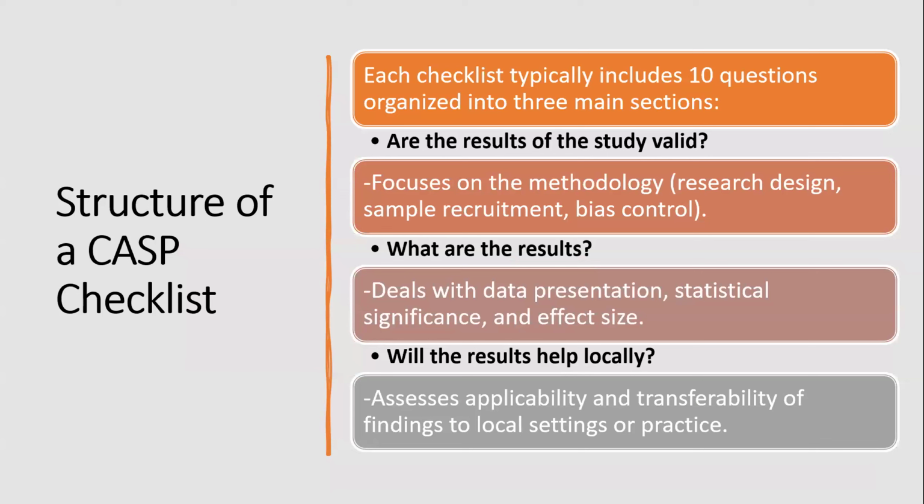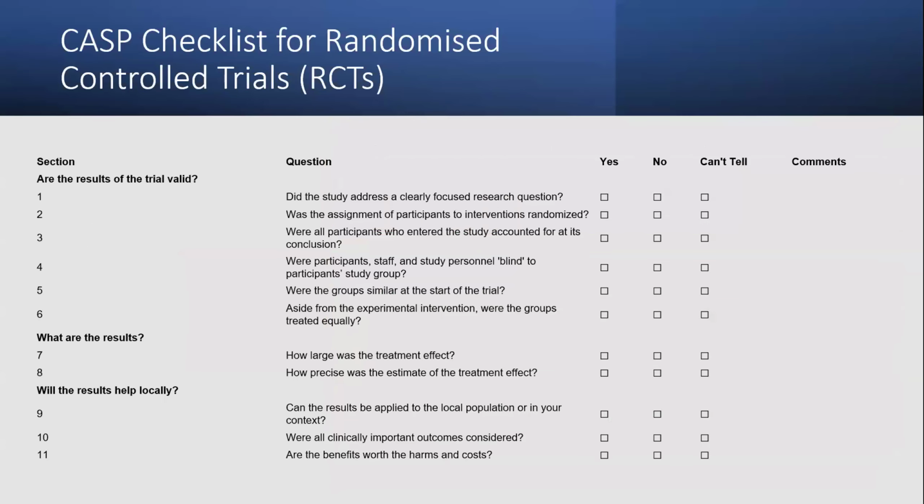Each checklist typically includes 10 questions organized into 3 main sections. So here in the CASP checklist, they have 3 main sections. That is, are the results of the study valid? Then what are the results? And will the results help locally? So based on these 3 categories, the tool is structured. So this is how the tool looks.